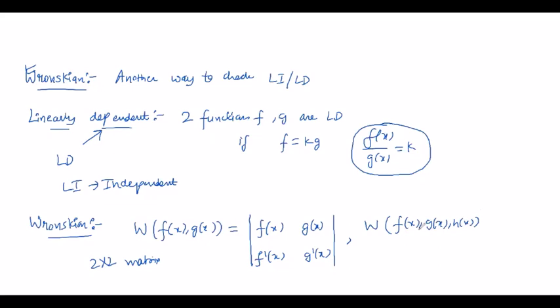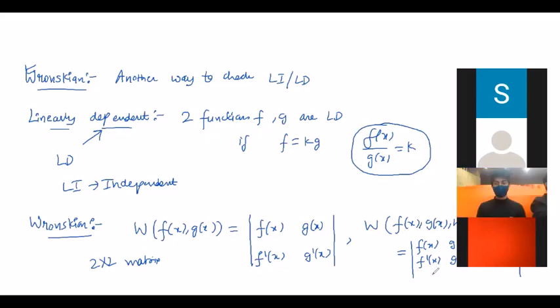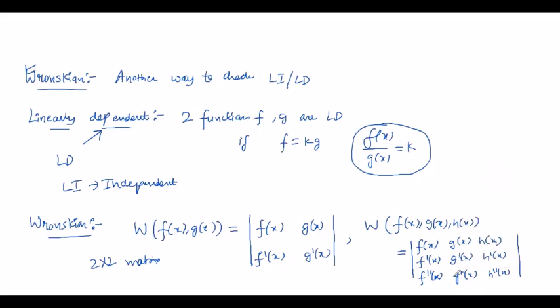Say you have 3 functions f, g, h. Obviously all 3 of them are functions of the same variable. Then in the first row you write the 3 functions, in the second row you write their first order derivatives, and then in the third row, because we are finding the determinant, so it's going to be a square matrix, right? So in the third row, what we write is f double dash x, g double dash x, h double dash x. So the third row will contain their second order derivatives. For 3 functions, the Wronskian is going to be a 3 cross 3 matrix, right?